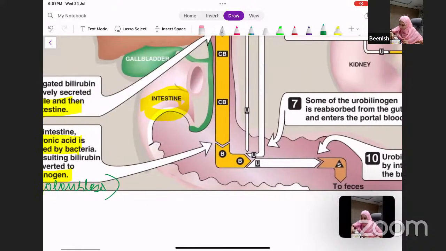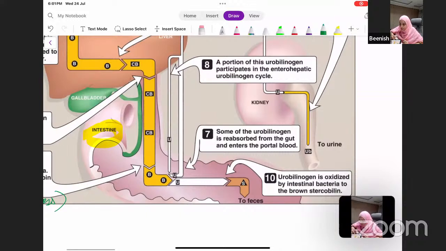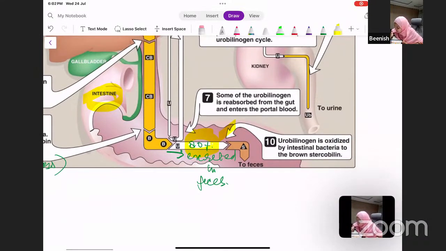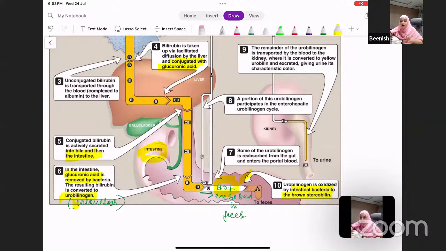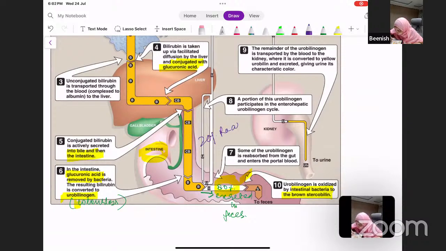Now let's see what is happening. Of this unconjugated bilirubin that you have, 80% is excreted in the feces. So urobilinogen is oxidized by the intestinal bacteria to brown stercobilinogen, and this stercobilinogen gives the brown color of the feces. Now the remaining 20% is reabsorbed from the gut.